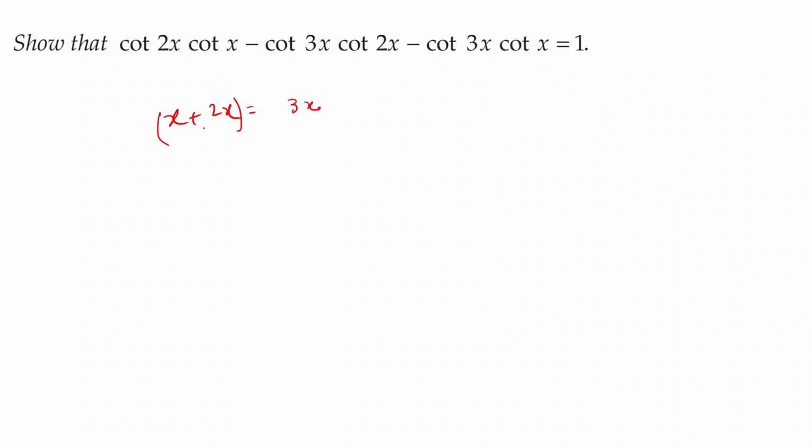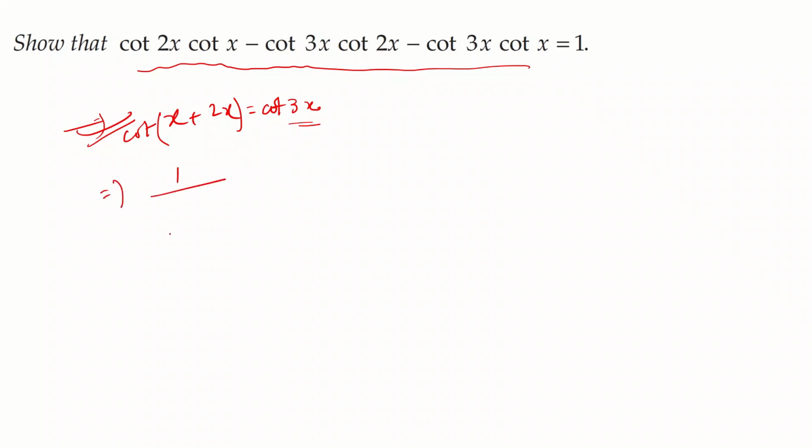What do you do? You just take cot on both the sides. So cot of x plus 2x is cot 3x. You start with this. You already know this. So we are not looking at the question actually. We are just starting it off ourselves. So we are starting like this. Cot of x plus 2x is cot 3x. So now what you do, you take the reciprocal on both the sides.